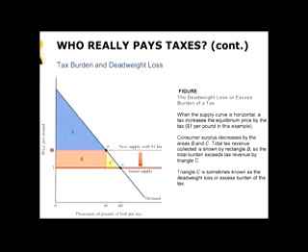It's the $1 tax times the quantity that's being produced, which is 40,000 fish per day. So this rectangle, shaded red, is the tax revenue that's generated. And then area C is the deadweight loss that's associated with this tax.